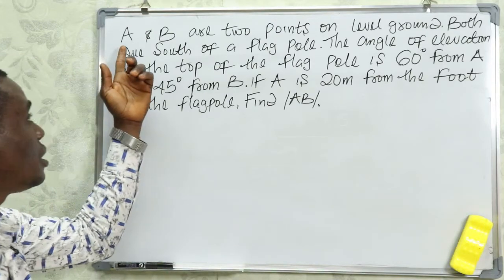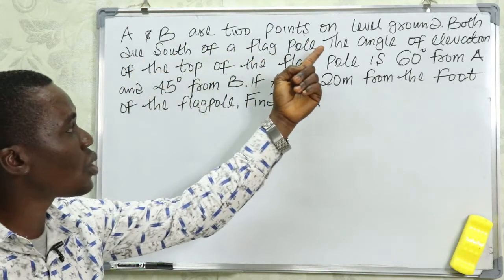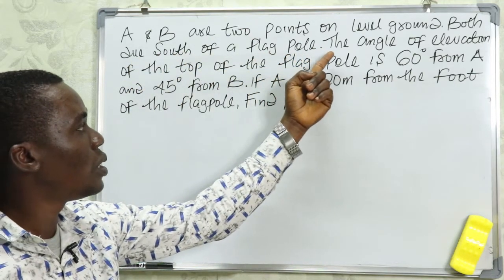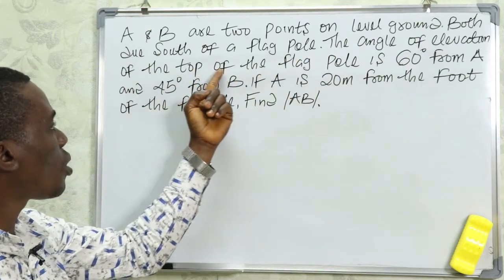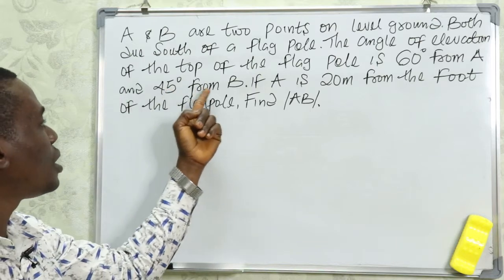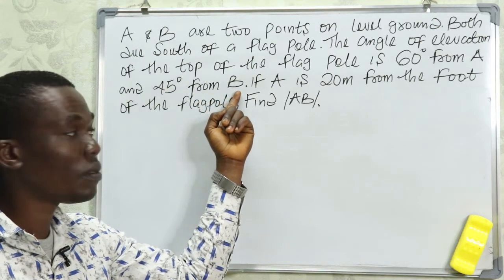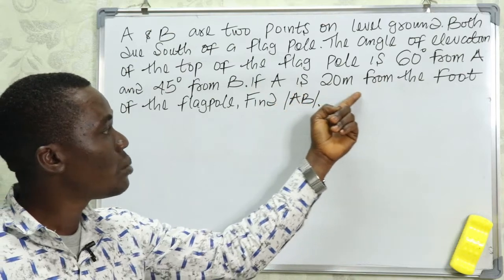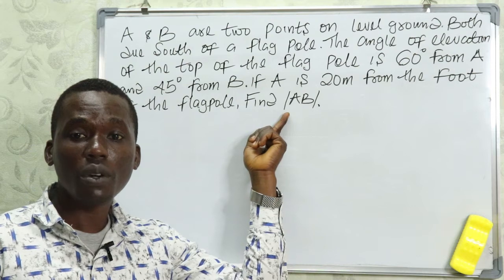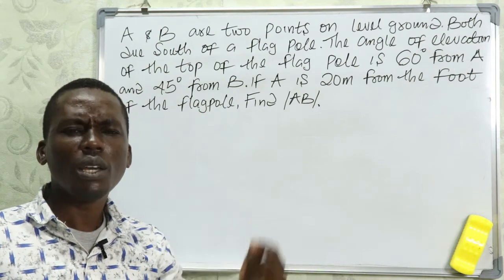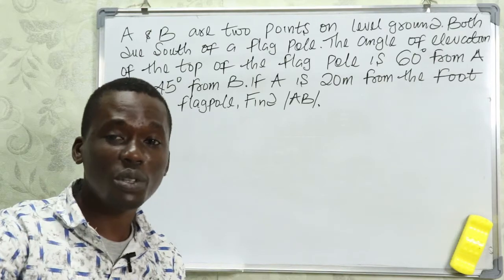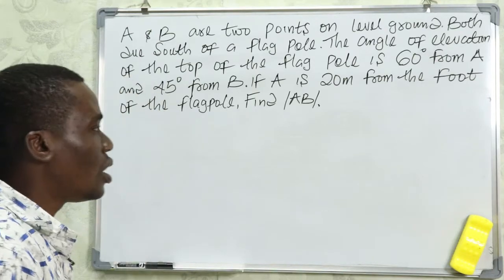Now the question says A and B are 2 points on level ground, both due south of a flagpole. The angle of elevation of the top of the flagpole is 60 degrees from A and 45 degrees from B. If A is 20 meters from the foot of the flagpole, find AB. Remember I told you, if you can draw it, then you can solve it.